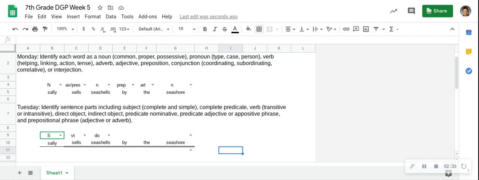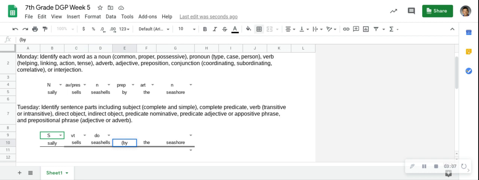What's in front of seashore? The. Okay, that's a great question. Seashore is identified as something. It's part of our prepositional phrase. Where does our prepositional phrase start? Starts on by, right? So it always starts with our preposition.